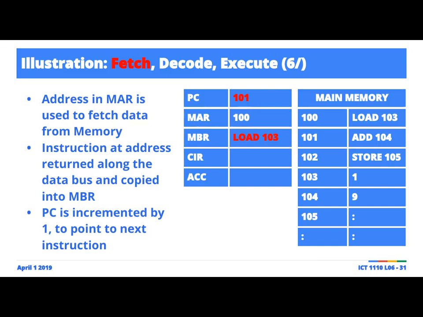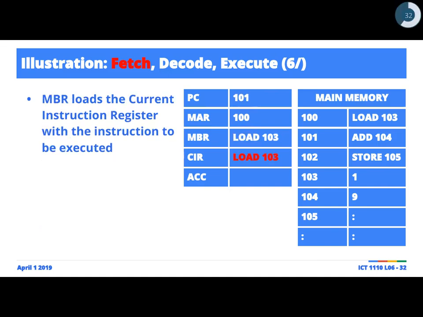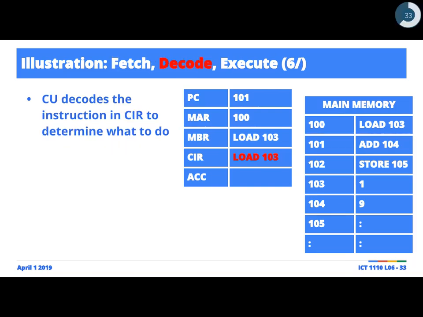So we copy the contents of what is in MAR. What is in MAR is address 100. What is in address 100? Load 103. So we copy load 103 into the MBR and increment the PC by 1. Once we do that, still in the fetch cycle, we must move what is in the MBR into the current instruction register, because the CPU only executes things that are in the current instruction register.